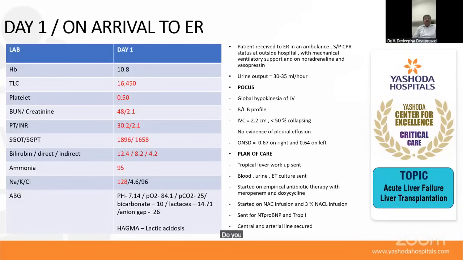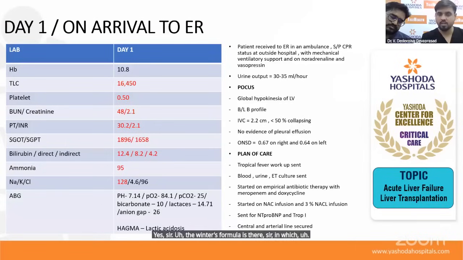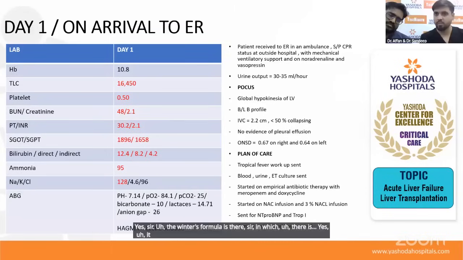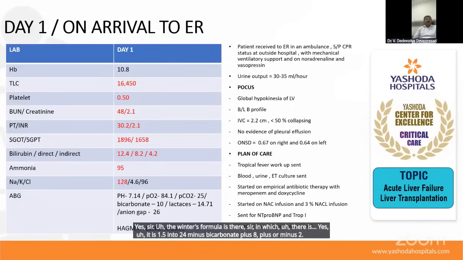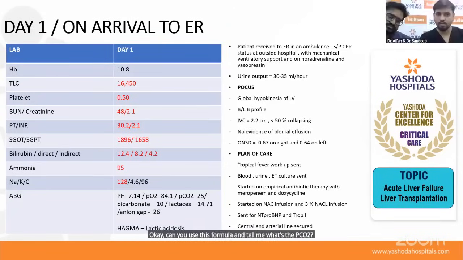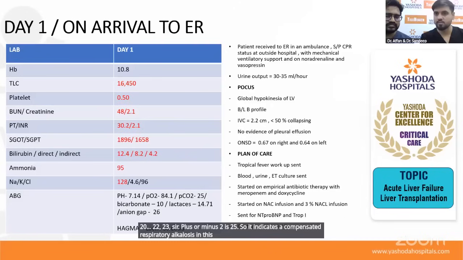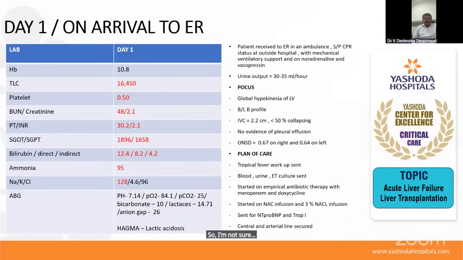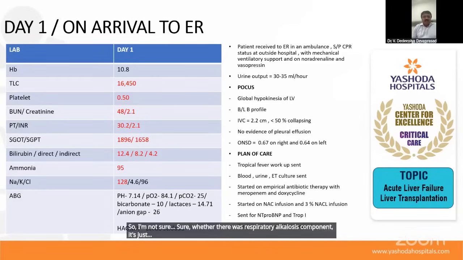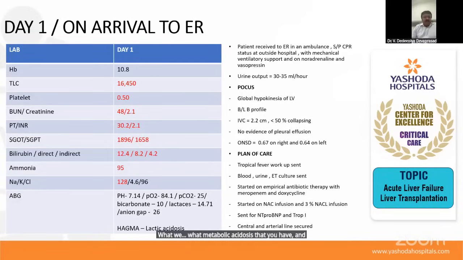Do you have a formula to calculate these PCO2? Yes, sir. The Winters formula. Can you tell me the Winters formula, please? Yes, sir. It is 1.5 into bicarbonate plus 8 plus or minus 2. Okay, can you use this formula and tell me what's the PCO2? Yes, sir. So 24, 14. The PCO2 levels come around 20, 22, 23, sir. Plus or minus 2 is 25. So it indicates a compensated respiratory alkalosis in this ABG. So I'm not sure whether there's a respiratory alkalosis component. It's just the metabolic acidosis that you have. And of course, I agree with the diagnosis, high anion gap.